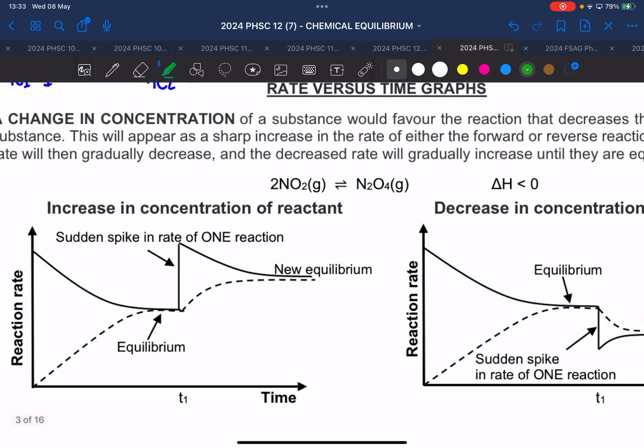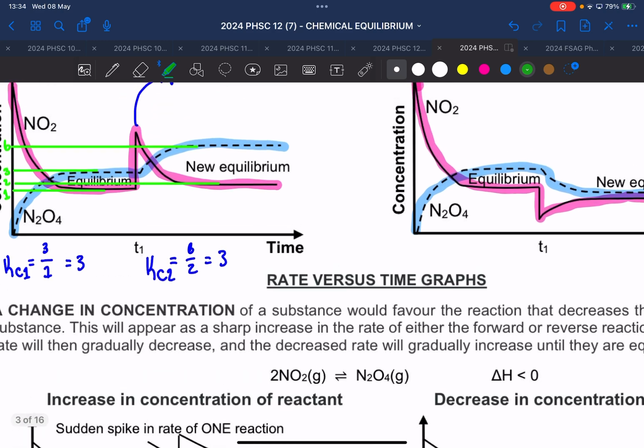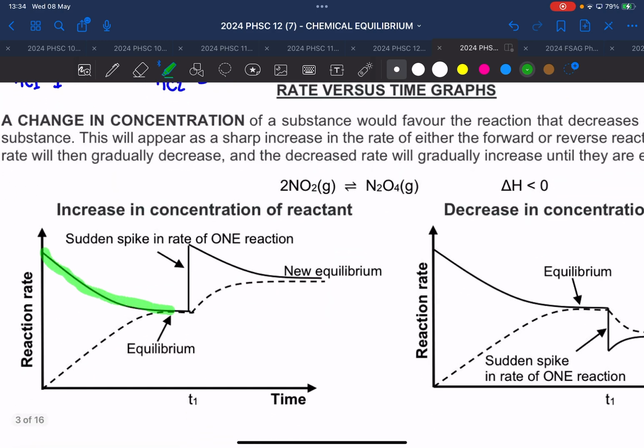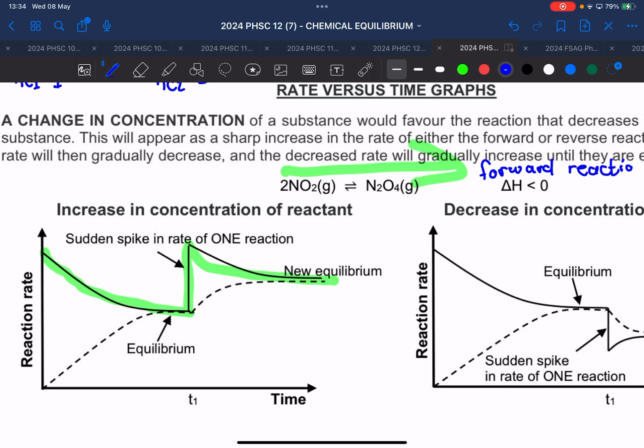But the solid line and the dotted line do not represent our reactants and our products. It represents our forward reaction and our backwards reaction. Okay, so the solid line represents our forward reaction. Okay, and our dotted line will represent the backwards reaction.